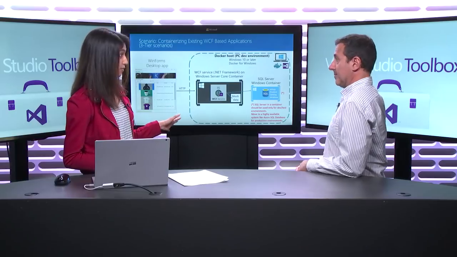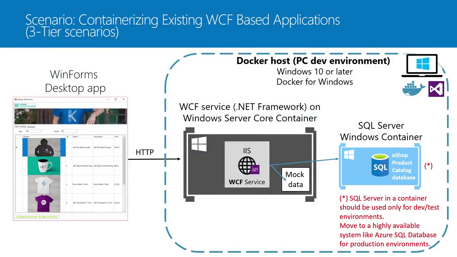So we're going to get into the demo now, but just a reminder of where we were at when we ended last time. So we had an application with a WinForms front end, a WCF service in your middle tier, and a SQL Server on the back end. Right. And we went through and we containerized the WCF service and the SQL Server and got those running locally on our machine. Okay.